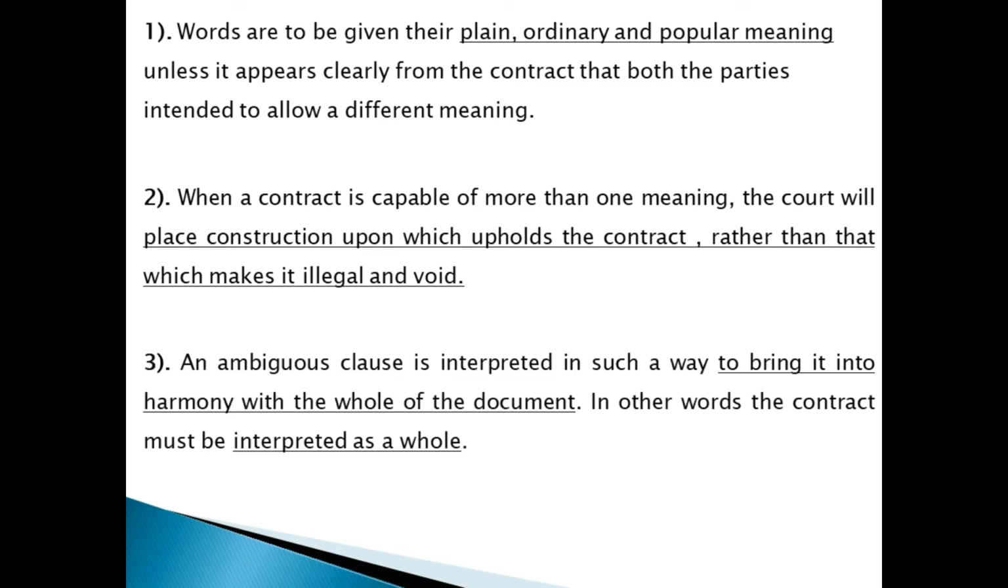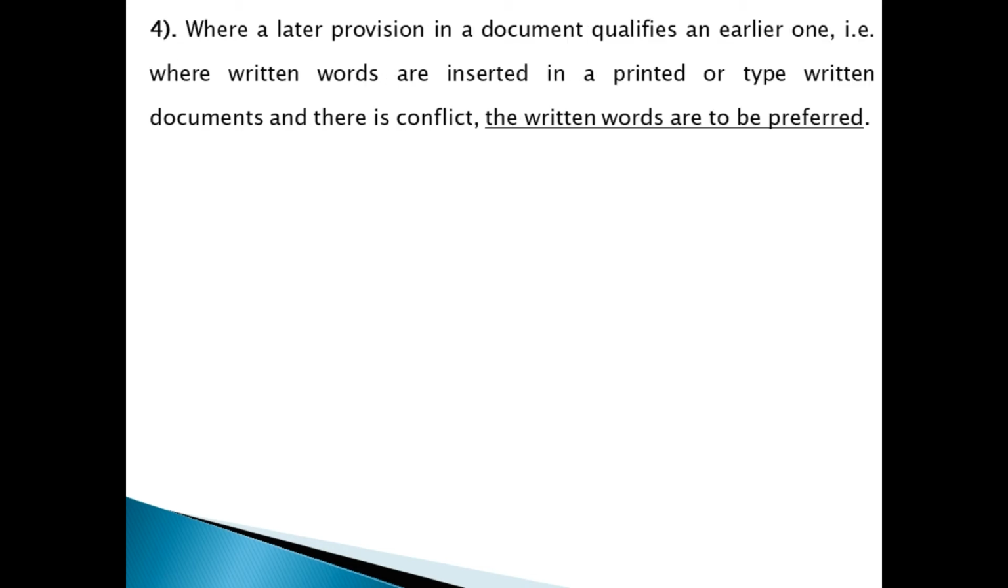Then an ambiguous clause is interpreted in such a way as to bring it into harmony with the whole of the document. In other words, the contract must be interpreted as a whole. Number 4, where a later provision in a document qualifies an earlier one, that is, where written words are inserted in a printed or typed document and there is conflict, the written words are to be preferred.